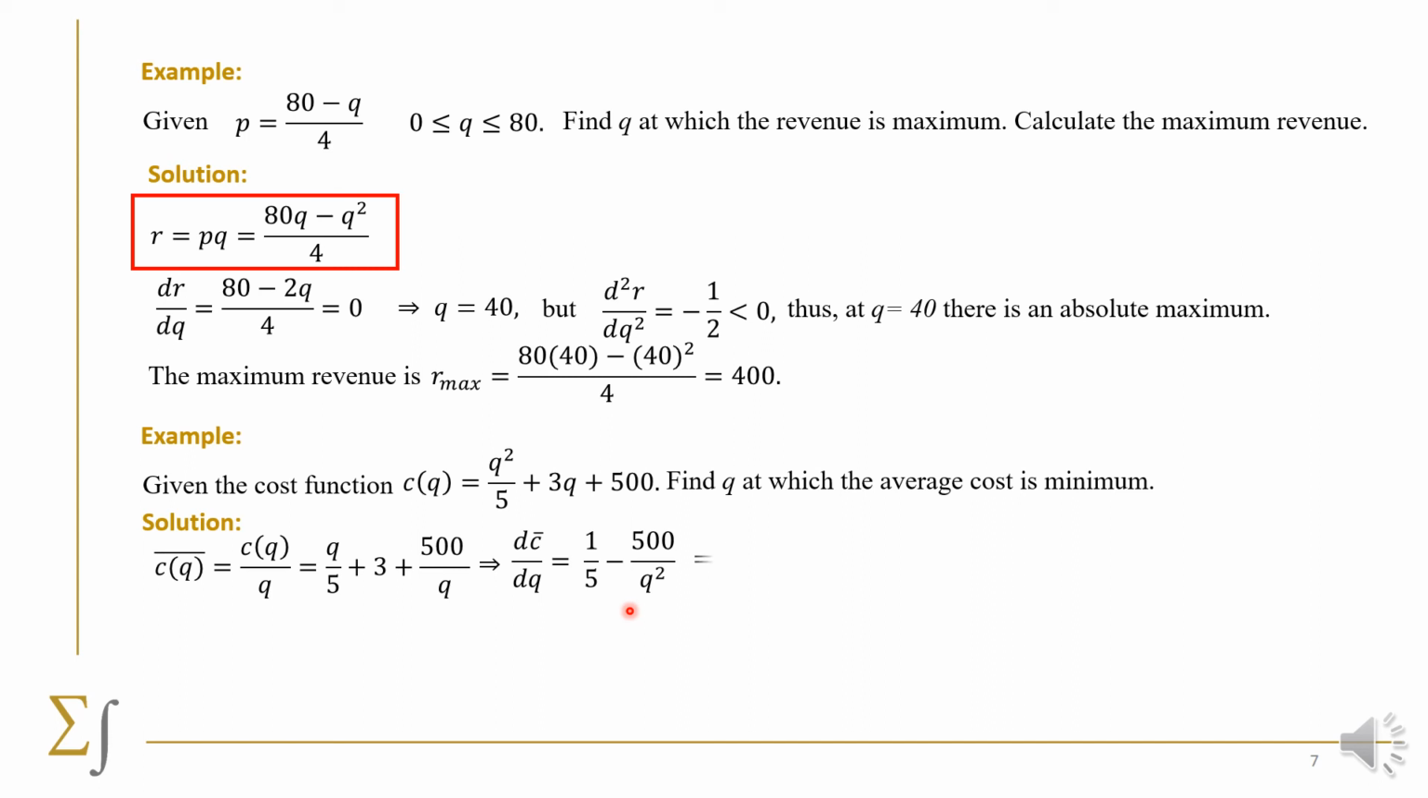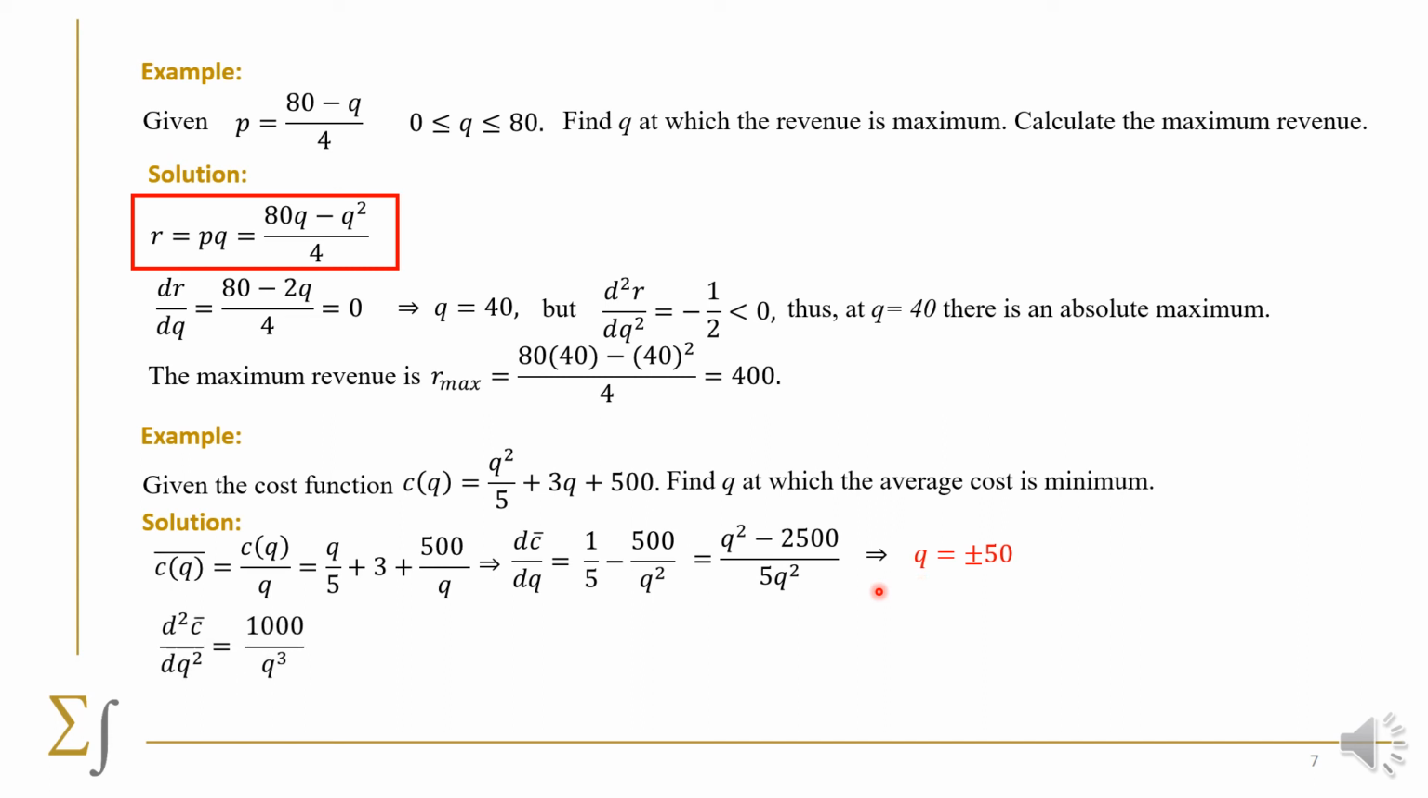Next, we put this equal to 0. But first we make a common denominator. We put this equal to 0, which implies that either q is 50 or minus 50. The quantity cannot be negative, so we ignore the minus 50, we reject it. We just take q equals plus 50.